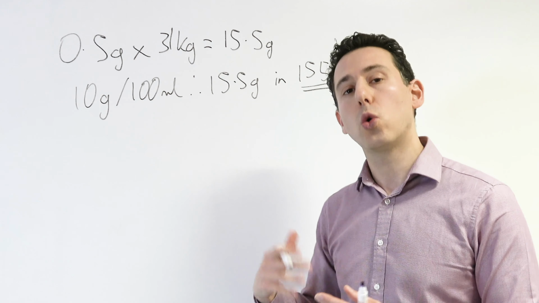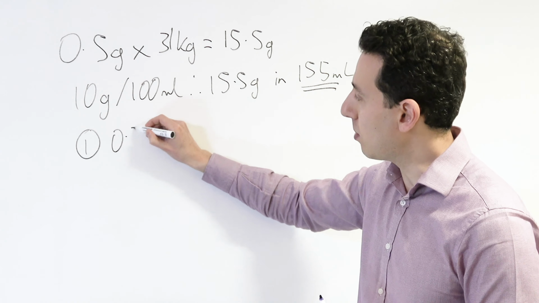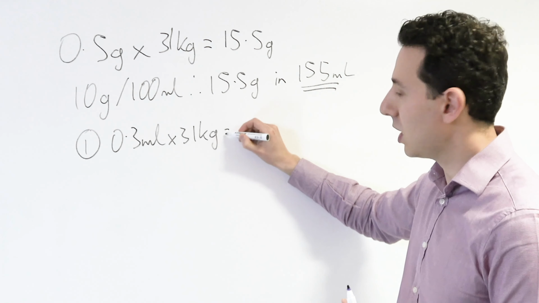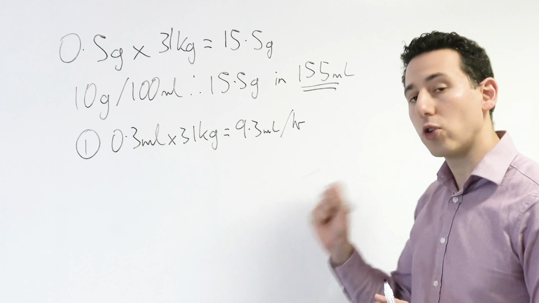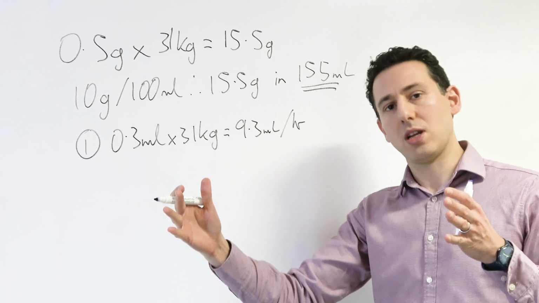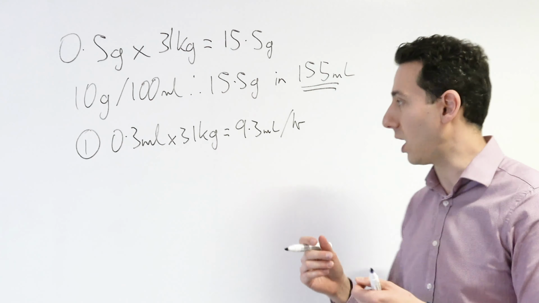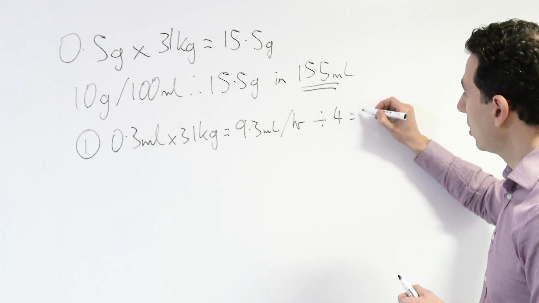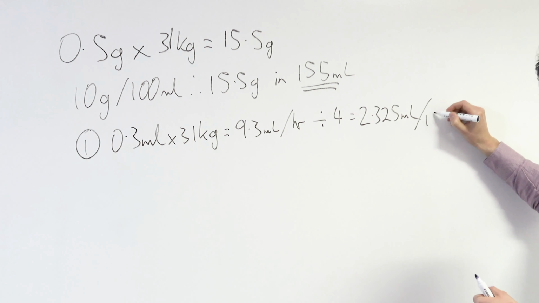So the next thing is thinking, how quickly are we going to infuse this? We're told infusion rate 1 is 0.3 mil times 31 kilograms, and that gives us 9.3 mils per hour. But of course we're only giving this for 15 minutes, so we have to divide that by 4. If we think about the 60 minutes in an hour, we have 15, 30, 45, 60. So 4 blocks of 15 minutes, if you like. So 9.3 mils per hour, if we divide that by 4 to give us 2.325 mil, and that's in 15 minutes.